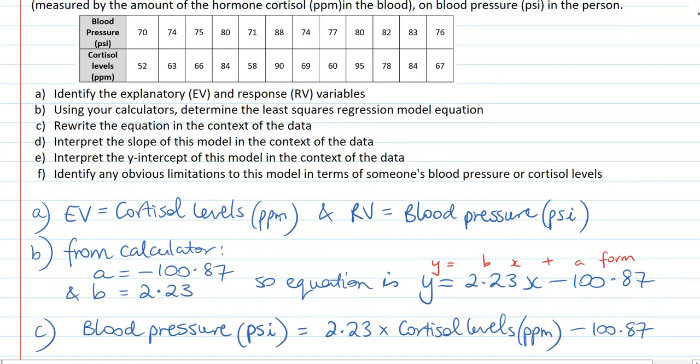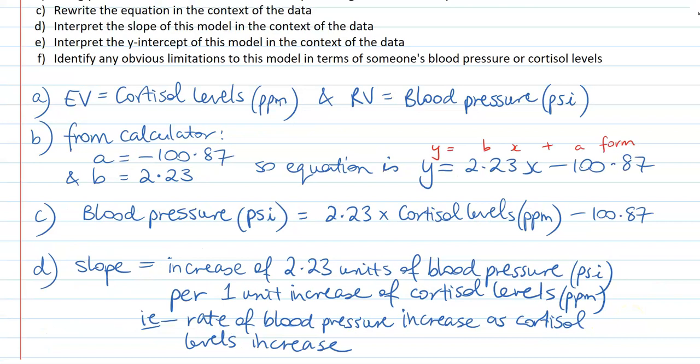Rewriting the equation in the context of the data, we should have blood pressure is 2.23 times the cortisol levels minus 100.87. For D, our 2.23 is our slope value. So that means we're getting an increase of 2.23 units of blood pressure per 1 unit increase of cortisol level. In other words, your rate of blood pressure increases as your cortisol levels increase.